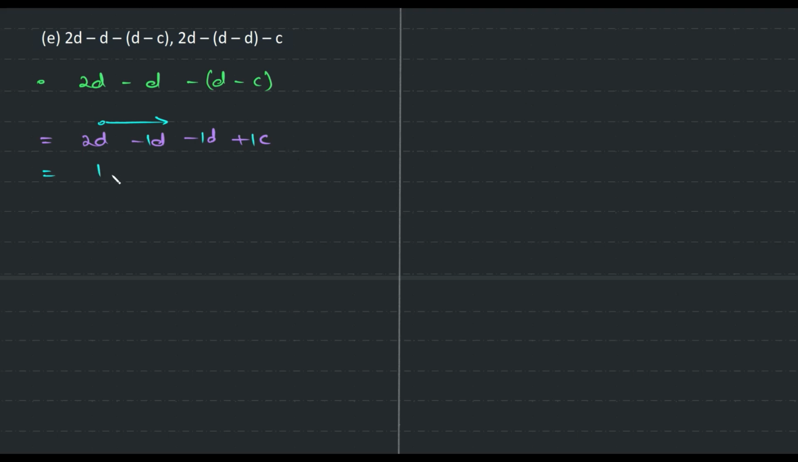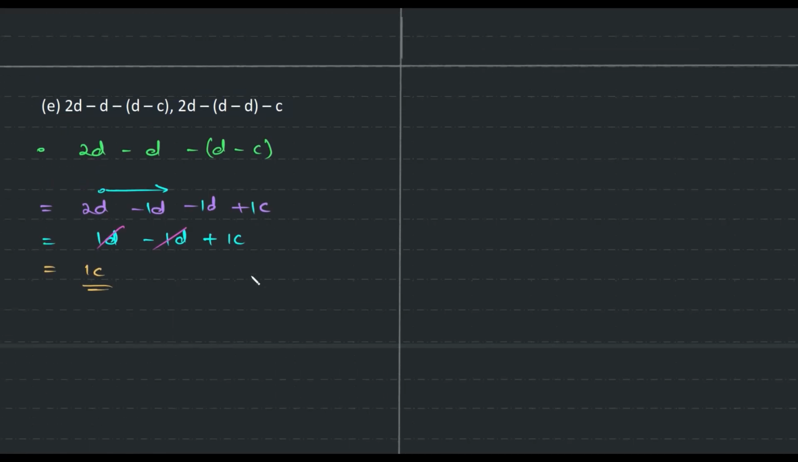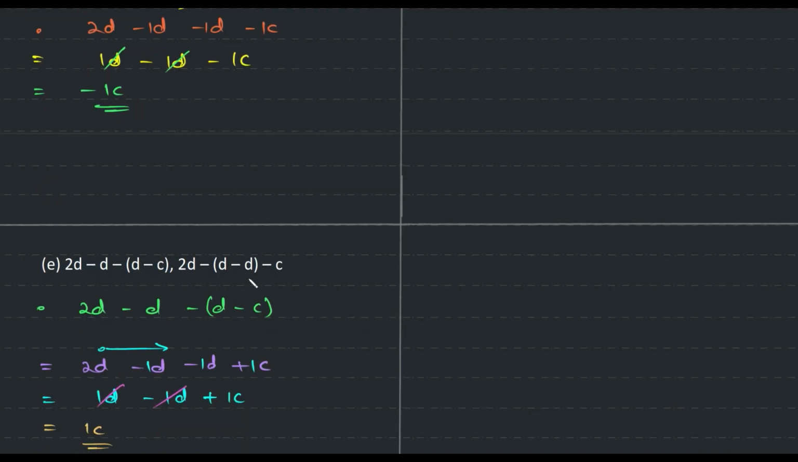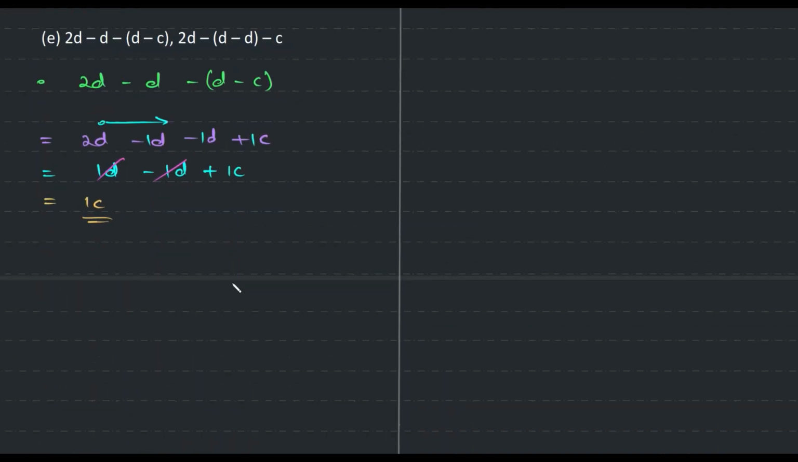So this is 1d minus 1d plus 1c. So these are the same variables, but the numbers are additive inverses, right? And so this will end up with 1c. So you can see that small variation of things. It's the same variables, a bit of variation here and there, and you have a different answer altogether.